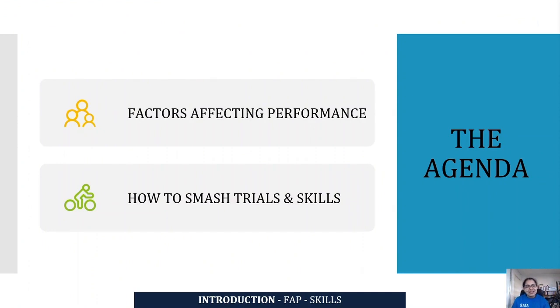So let's get started with what we are going to be doing today. Today we are specifically focusing on factors affecting performance, Core 2. So we've gone through Core 1. Last series revision was Core 1, and we also looked at the 2 dot points from sports medicine. So today we are going to go through factors affecting performance and how to smash trials, and also look at skills as well. So again, please feel free to ask any questions.